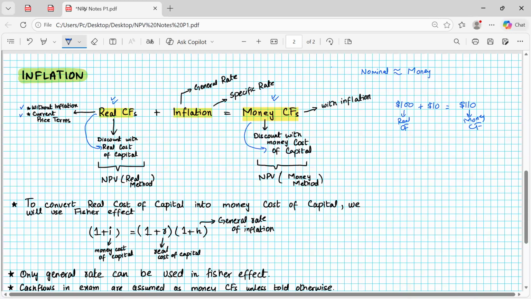Cost of capital is that interest percentage. You both know it. It's the interest percentage using which you calculate the discount factor, and then you use the discount factor to calculate the present value. So for money cash flows, you have to use the money cost of capital and the NPV will be known as per the money method. And for real cash flows, you need to discount them with the real cost of capital.